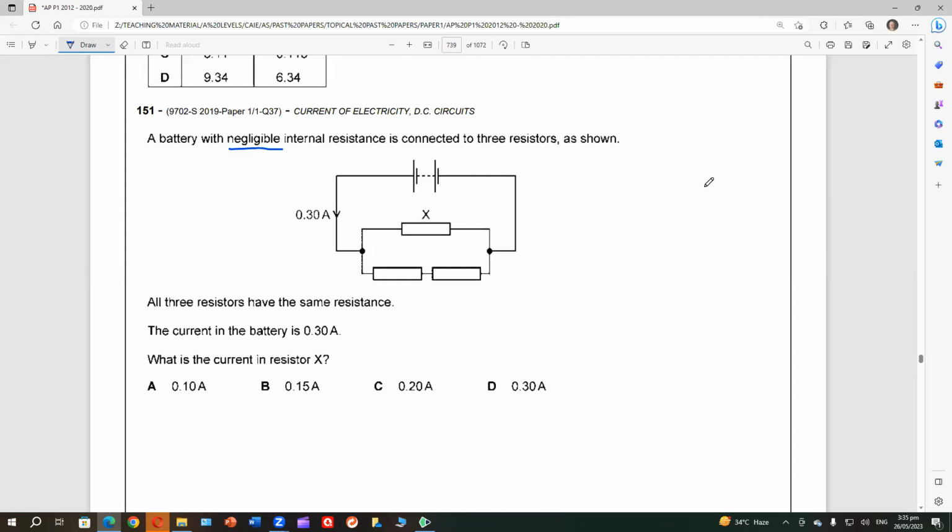For example, let X be equal to 2 ohm. So if this is 2, this is 2, and it will be 2 plus 2 is equal to 4. So it will be 2 is to 4, which means 1 is to 2. So you can note down here that the ratio is 1 is to 2 and the current is 0.3 ampere. In parallel, current divides in the reverse ratio of resistance.